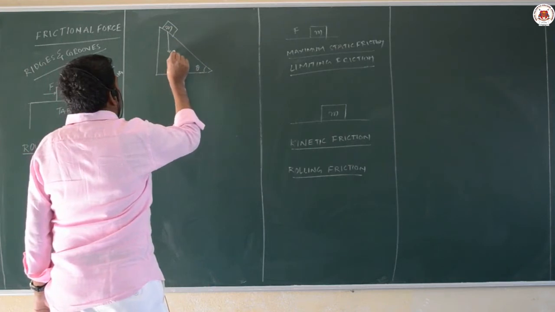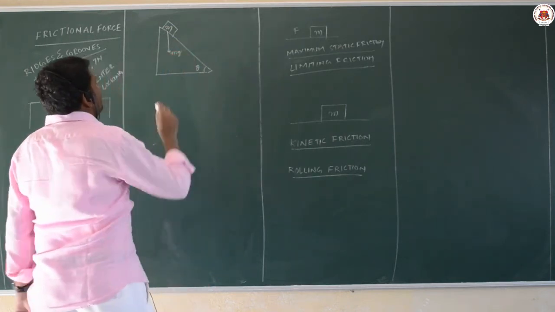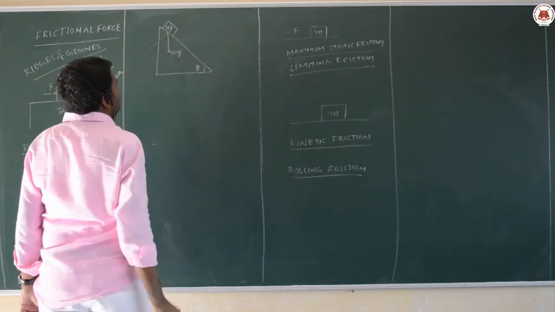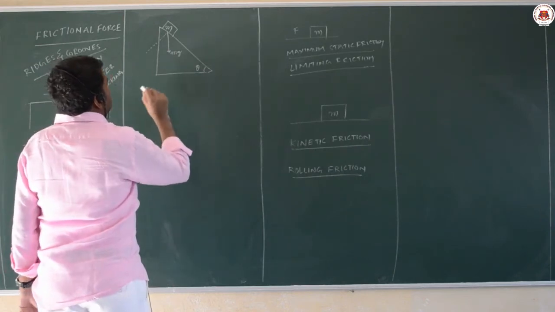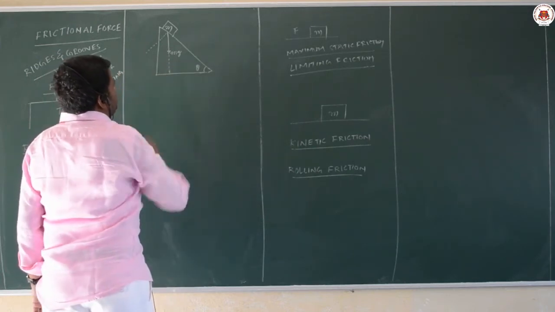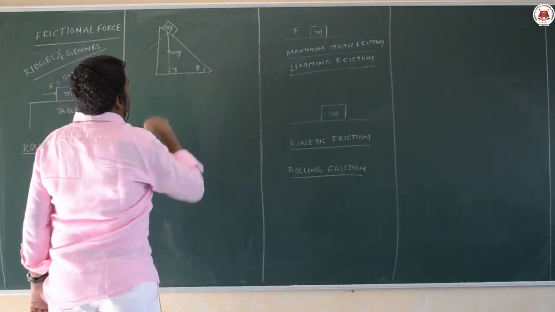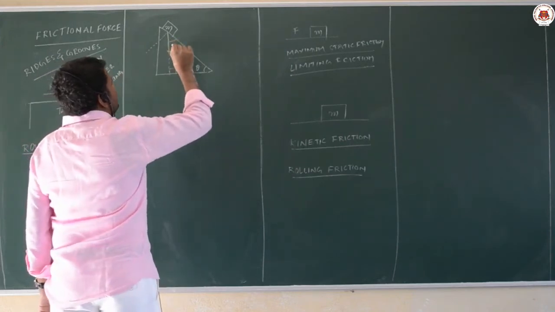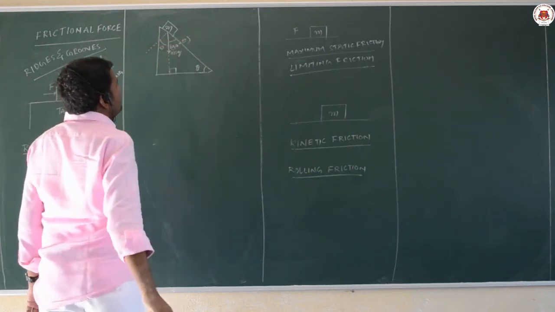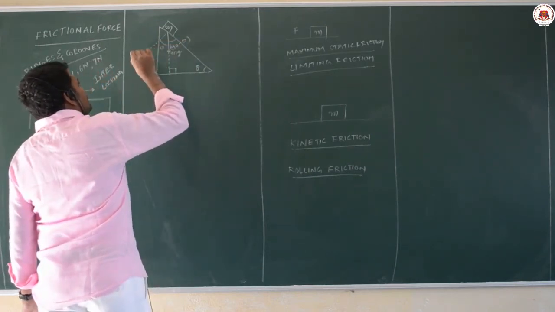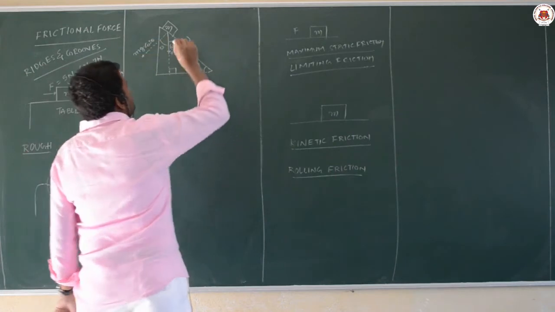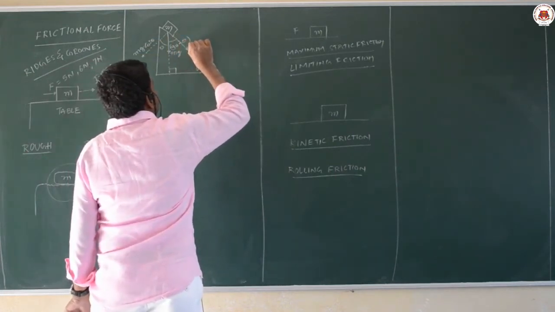Here mg will act in this direction, and if this angle is theta, this is 90, this will be 90 minus theta, and this will be again theta. So in this direction, if you resolve, this will become mg cos theta. You resolve in this direction, it will become mg sin theta.